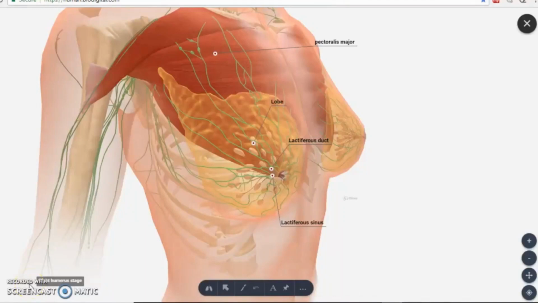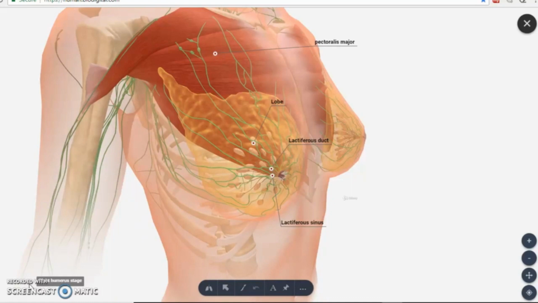Hi everyone. In this class, we are going to deal with details about the mammary gland. Before going into the detailed description of this particular gland, we will first look at its orientation in the human body, how it is arranged.